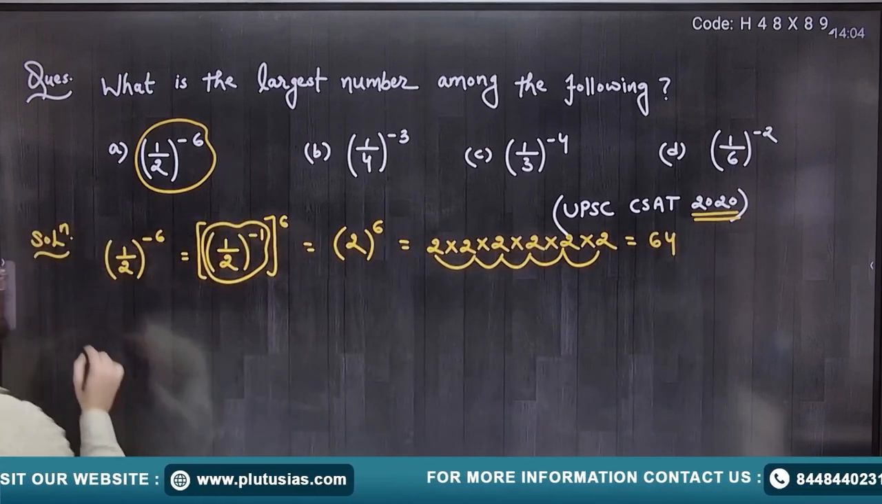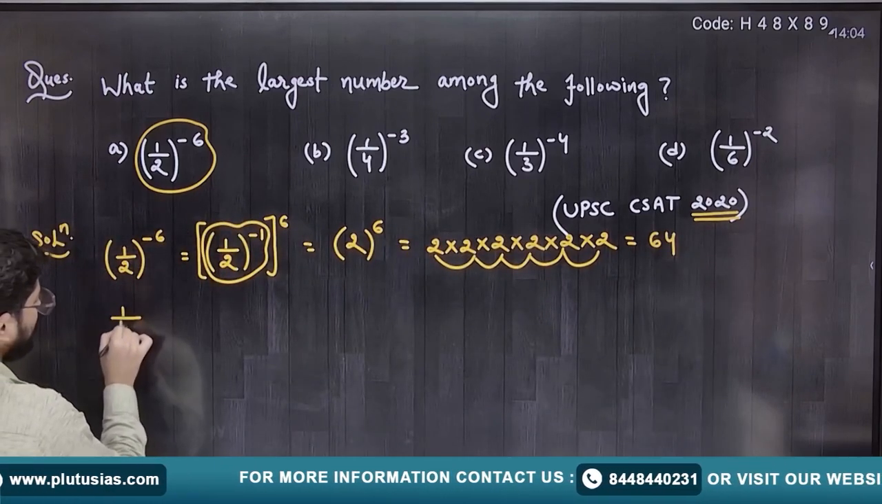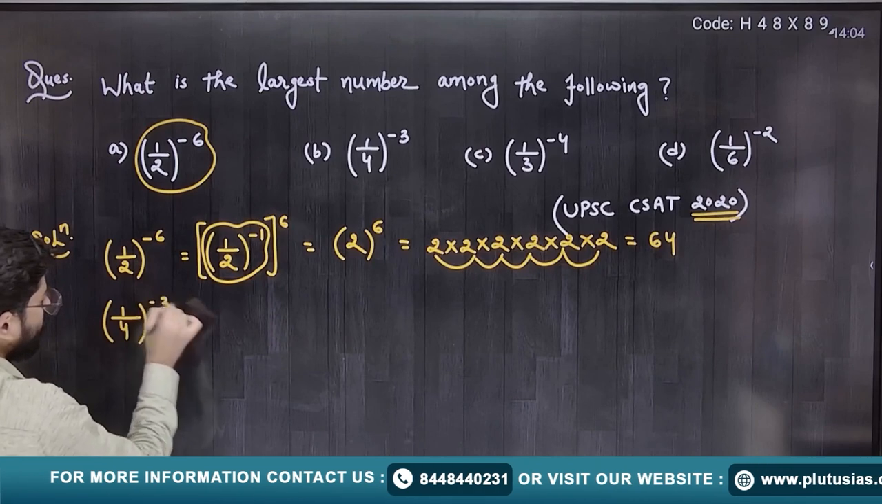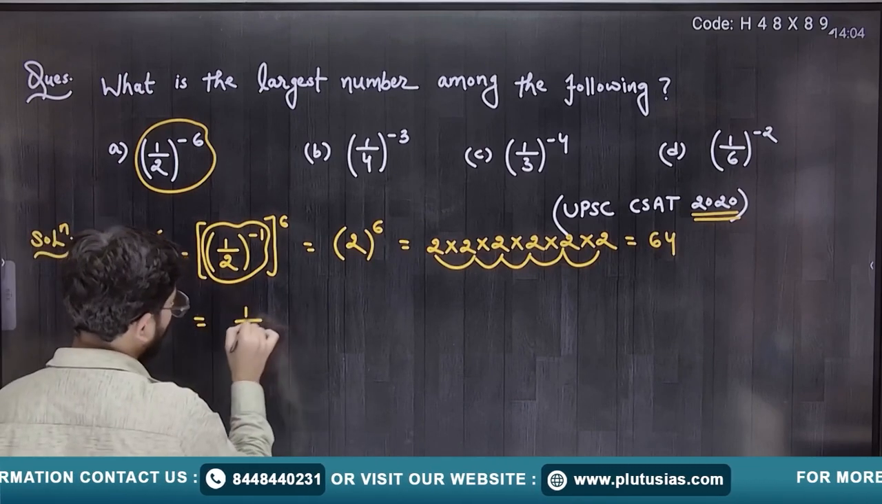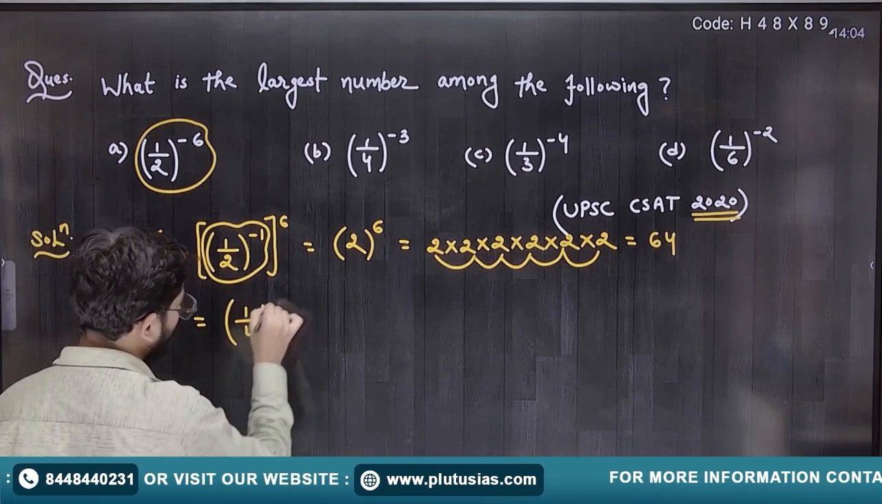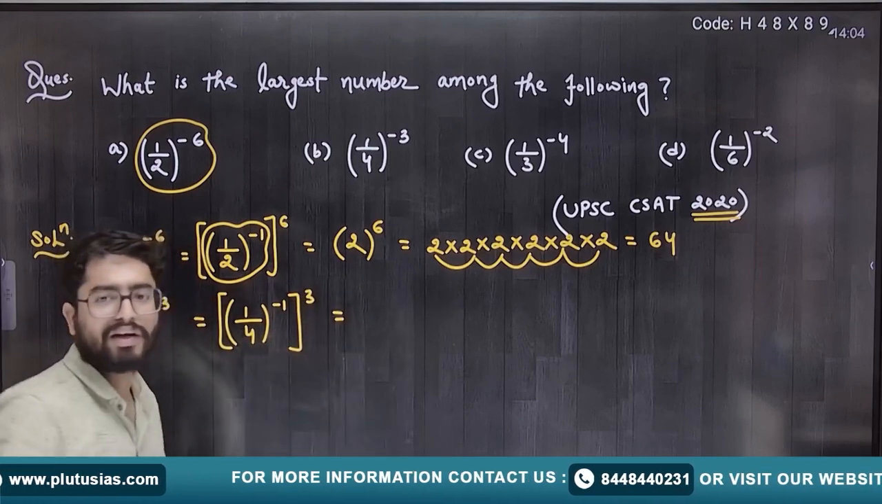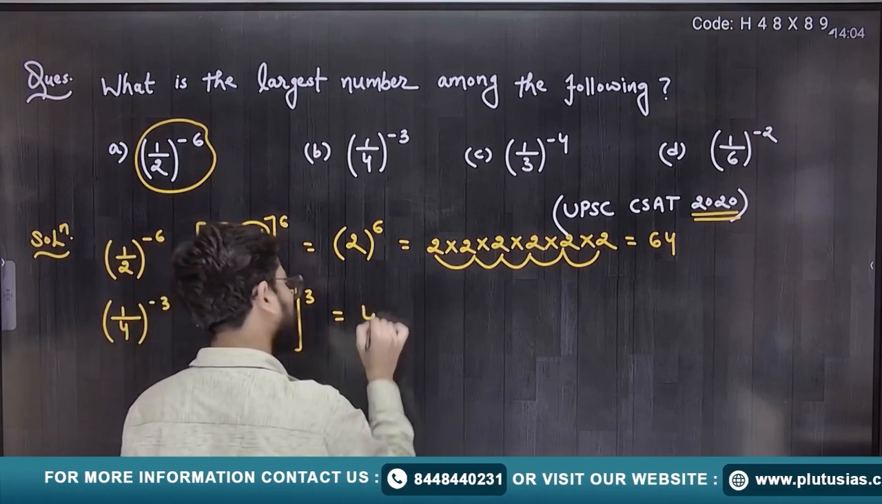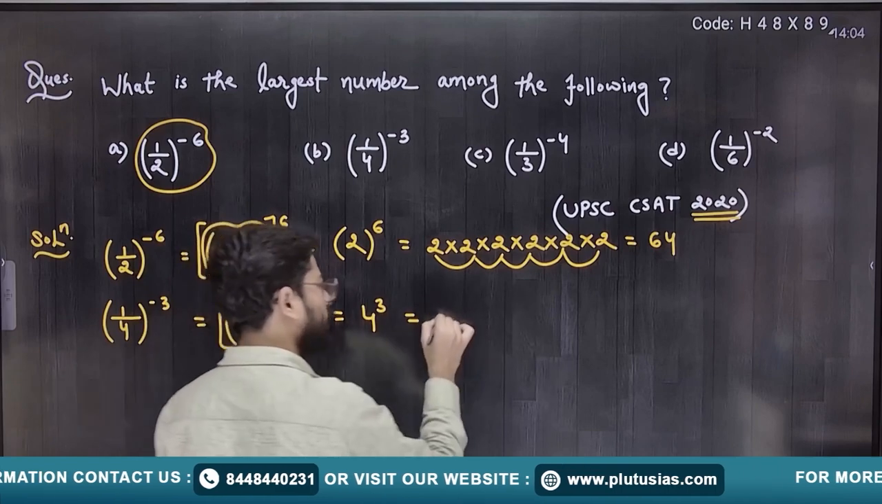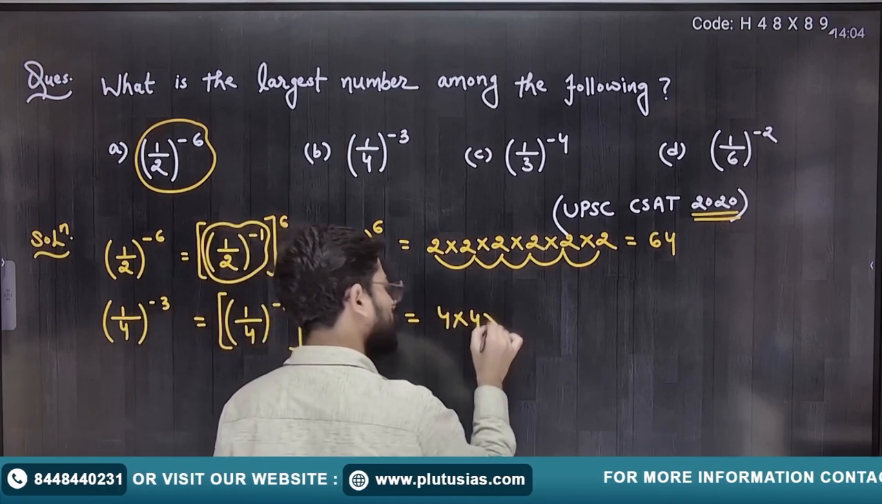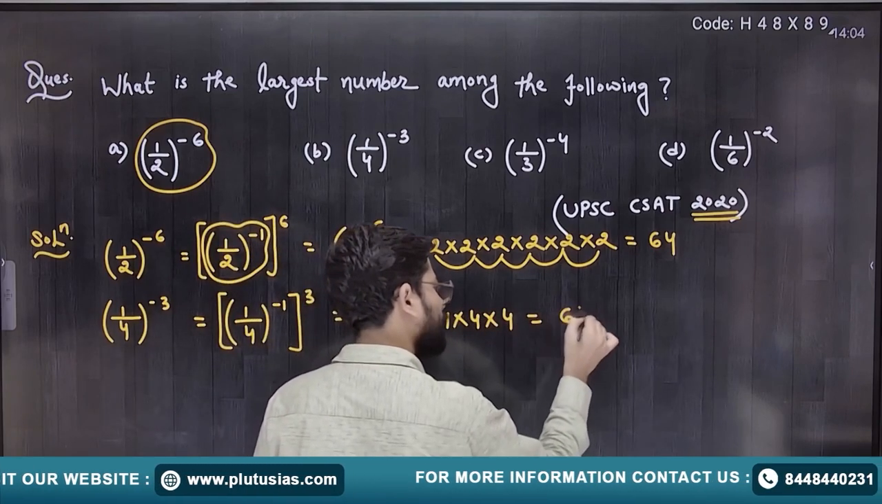Getting it? Second option, 1/4 power -3. That is 1/4 power -1 to the power 3. So that will be 4 power 3. 4 power 3 is what? 4 into 4 into 4. So that is again 64.